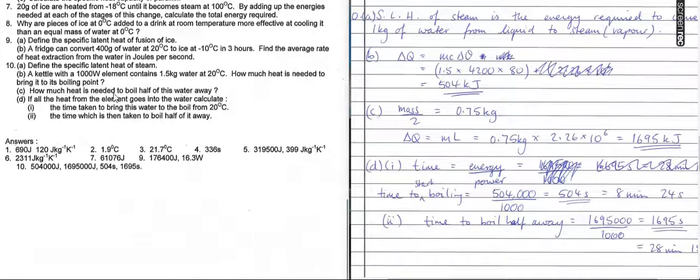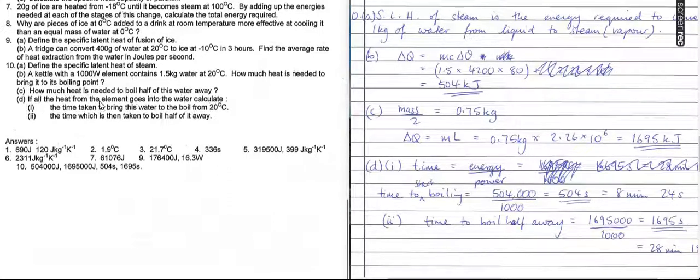C, how much heat is needed to boil half of this water away? Mass divided by 2, which is half the water, is 0.75 kilograms, and then because you're talking about boiling and not changing the temperature, we have to use the second equation, which is delta Q equals ml, which is 0.75 kilograms by 2.26 times 10 to the 6, which gives 1,695 kilojoules.